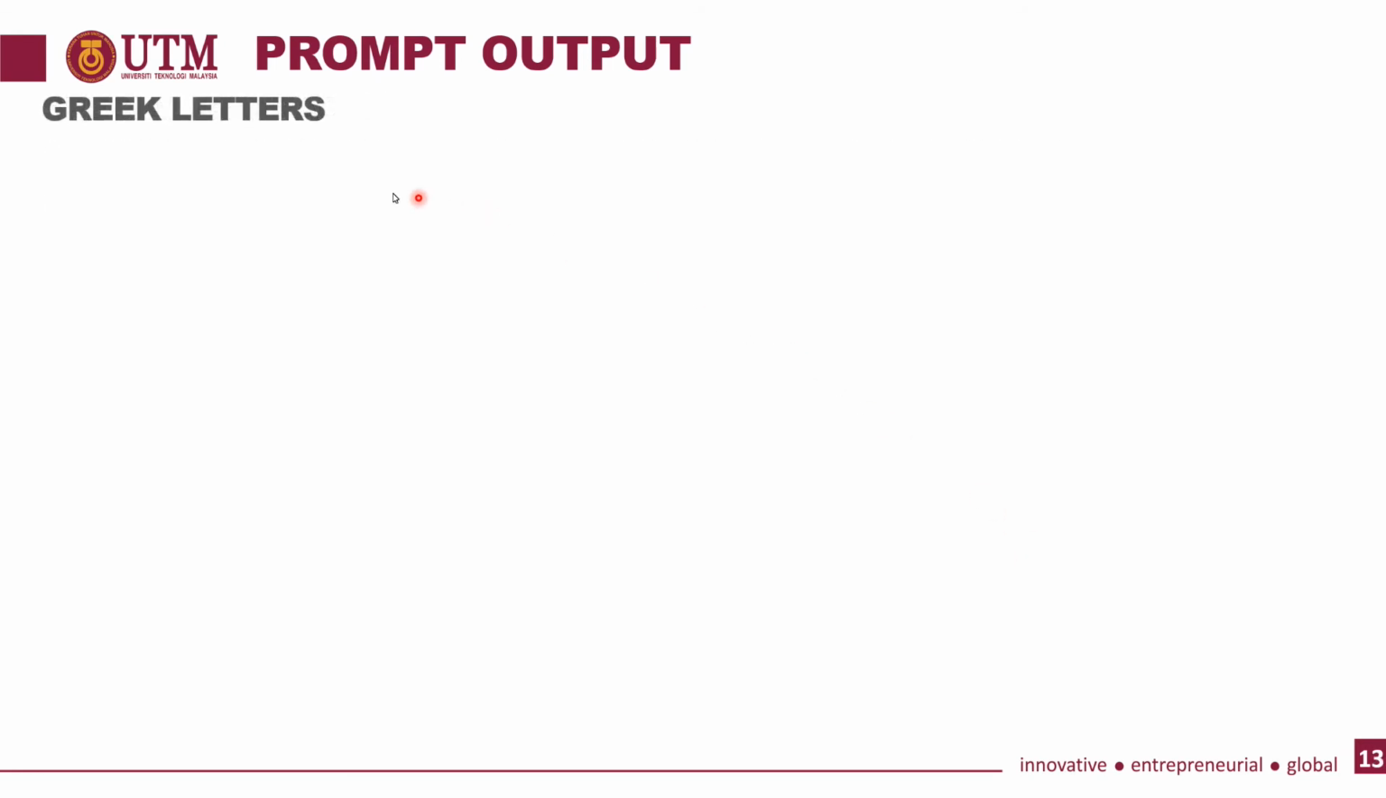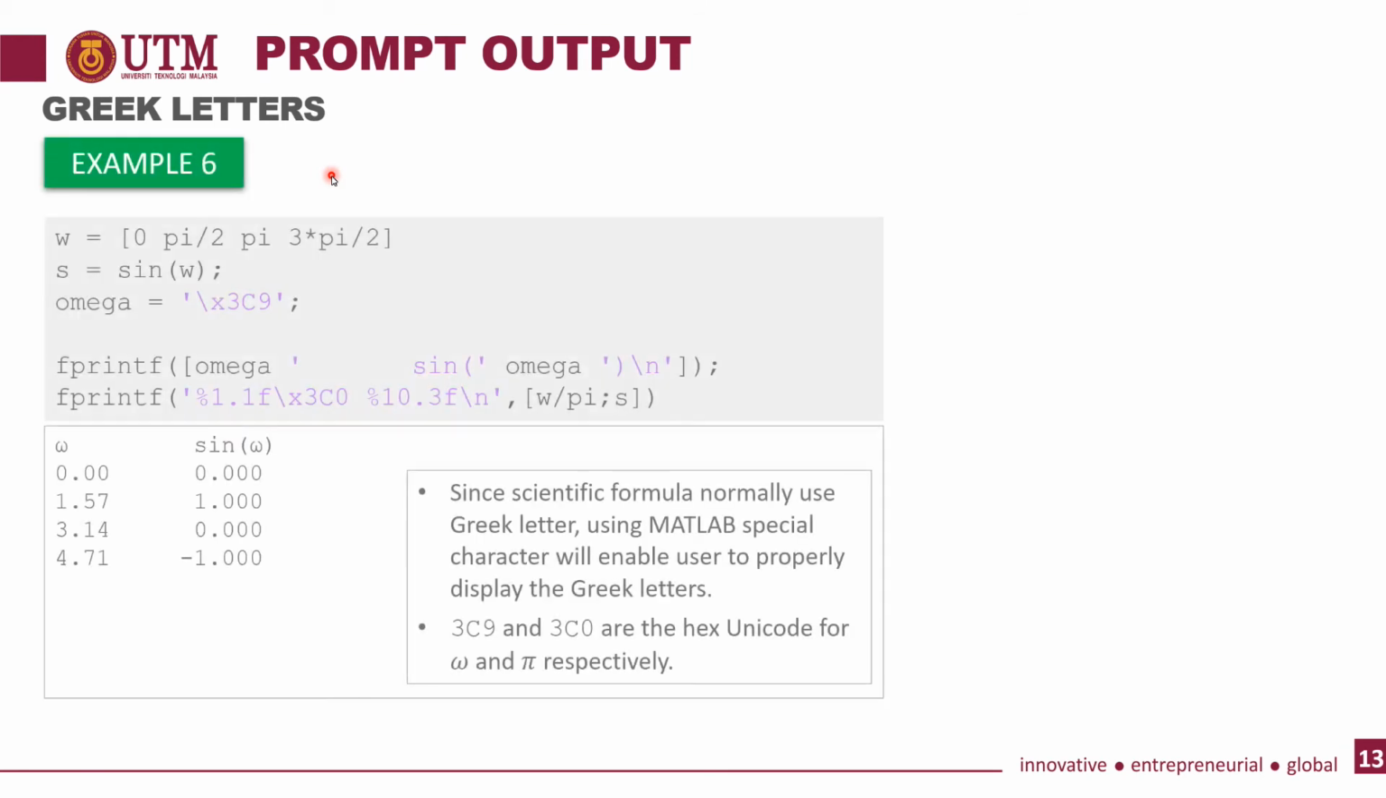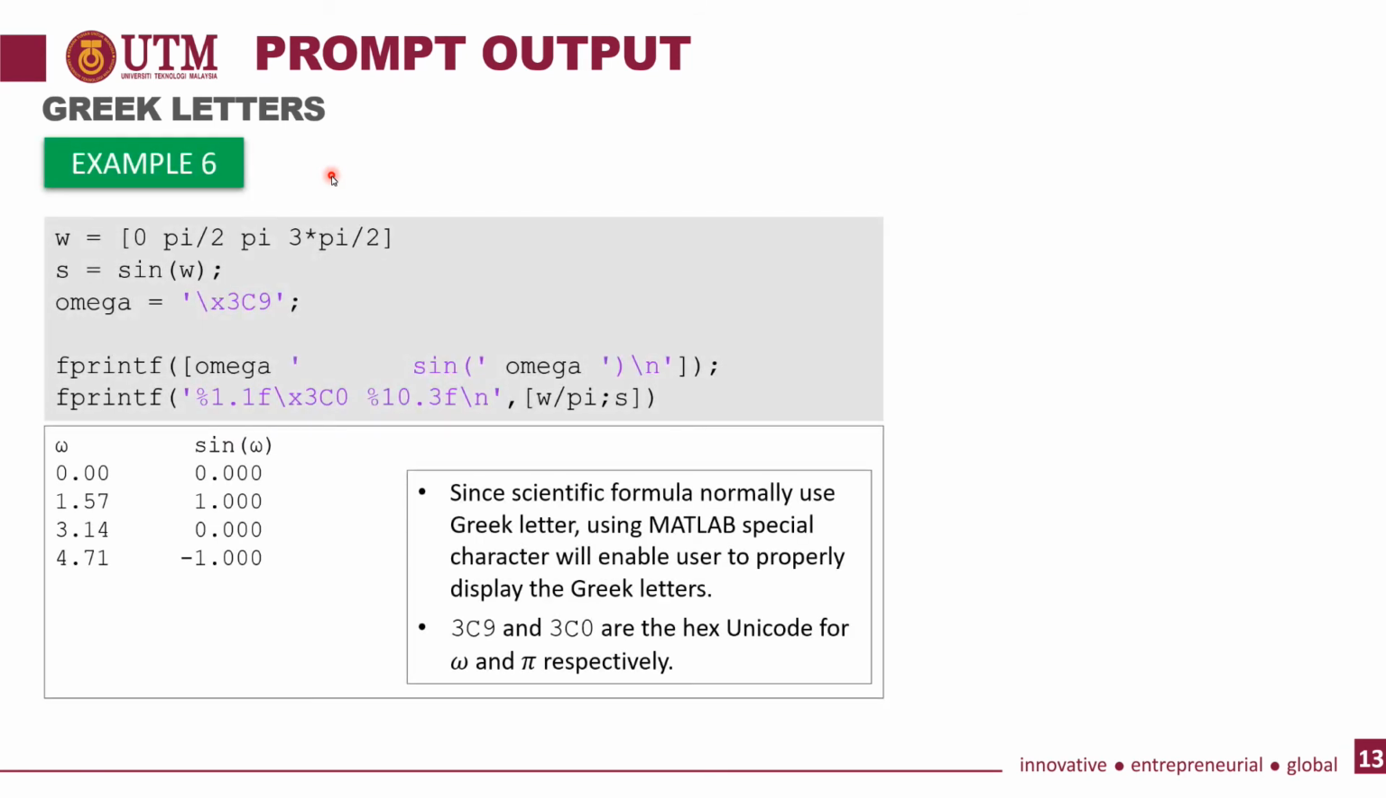Okay, so the first one is the Greek letters. Let's take a look at example number 6. In this example, we wanted to show a table of omega and a table of sine omega. First we initialize some values of omega: omega equals 0, pi over 2, pi, and also 3 multiplied by pi over 2. Then s equals sine omega, which is displayed here.